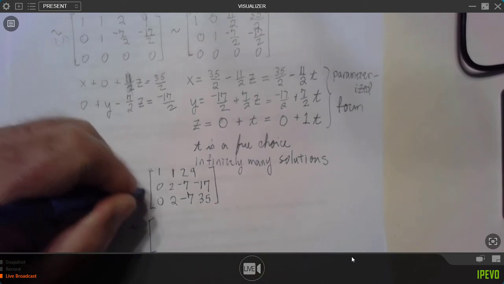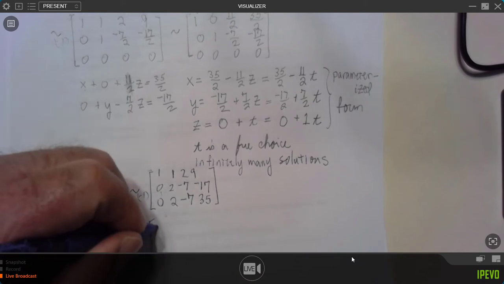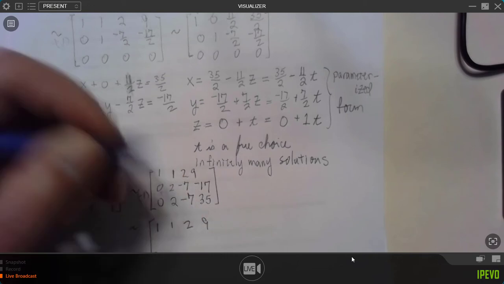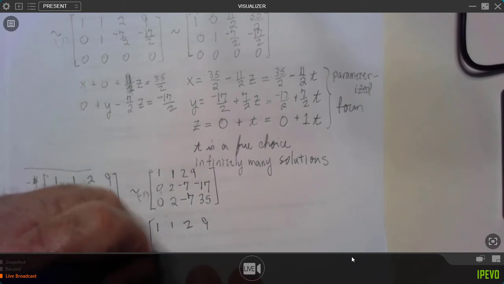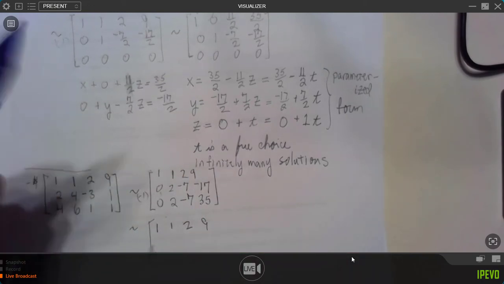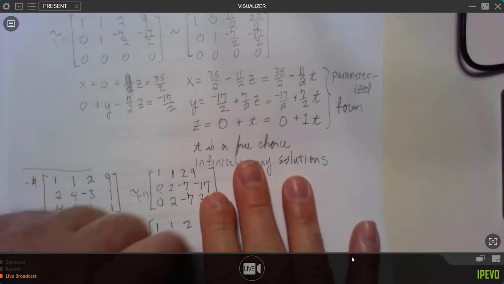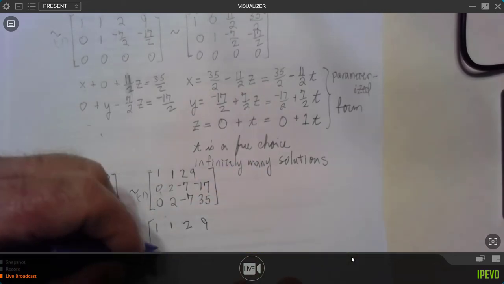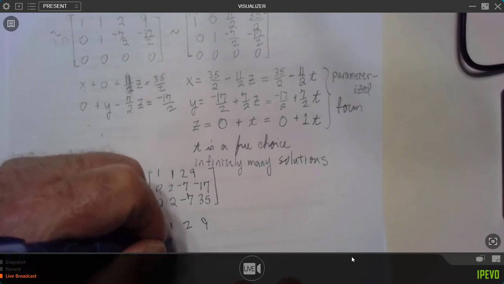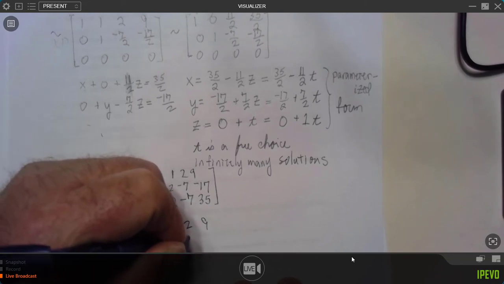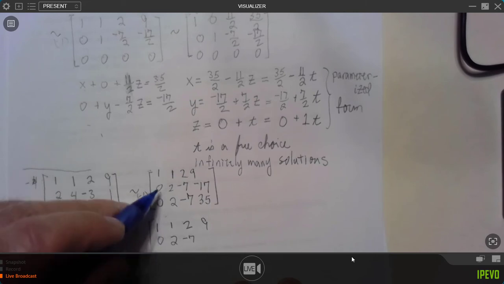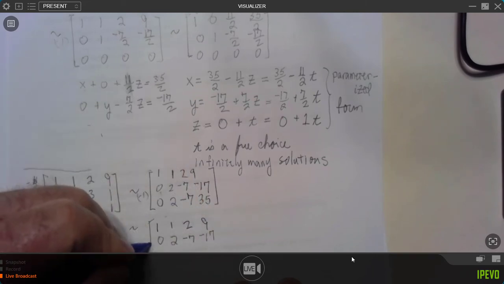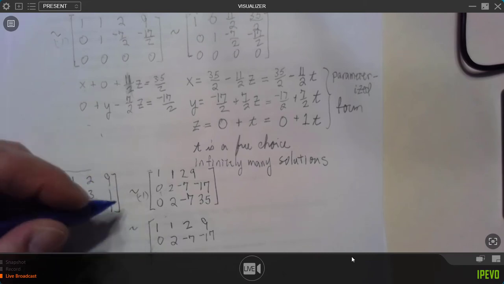I'm going to take minus 1 times the second row and add it to the third because I know what's going to happen. It's going to tell us what's going on with this system. We could, of course, get a leading 1 by dividing this through by 2, but it would be wasted effort in this case, and you'll see why in a moment.